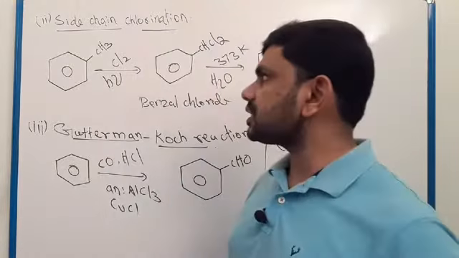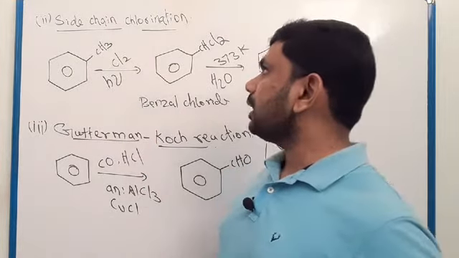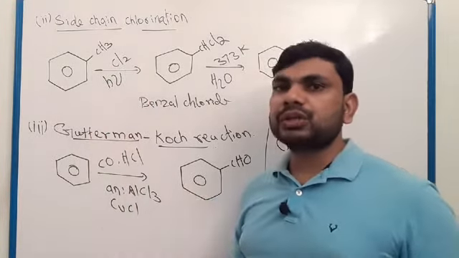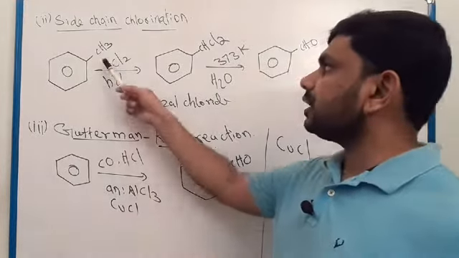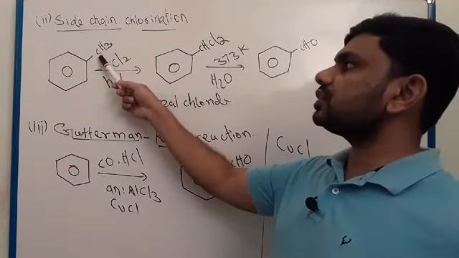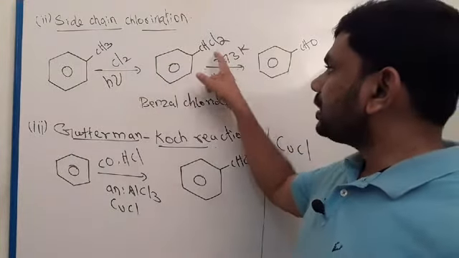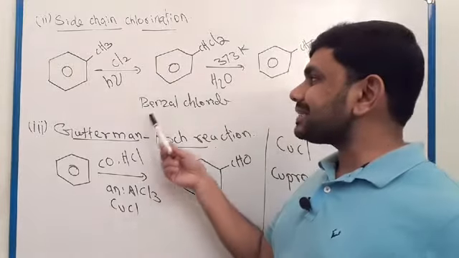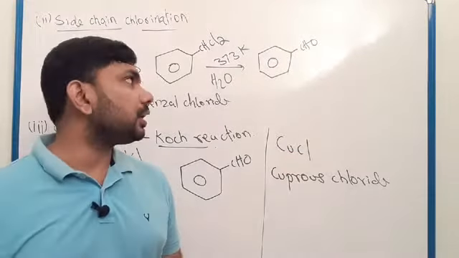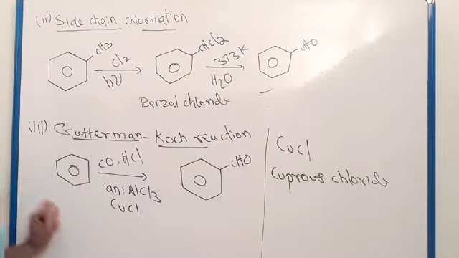Next, we discuss conversion of methyl benzene to benzaldehyde by side chain reaction. Look here, methyl benzene treated with chlorine in presence of sunlight. The side chain CH3 reacts with Cl2 and forms CHCl2. This is benzyl chloride. This benzyl chloride, after hydrolysis at higher temperature, changes to benzaldehyde.